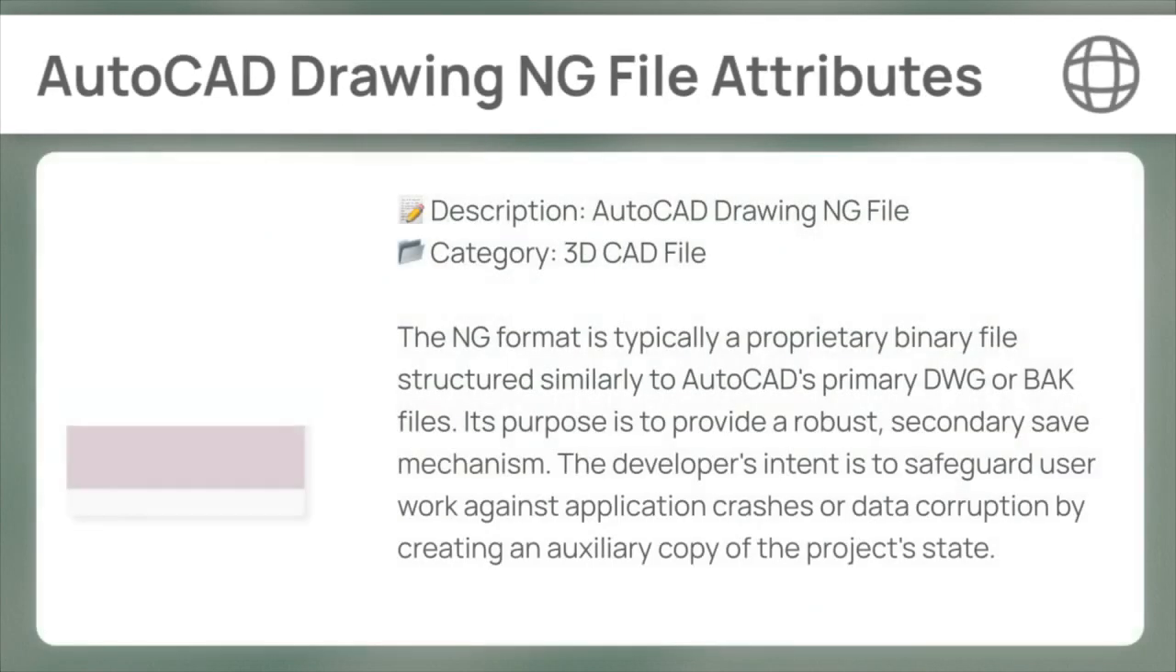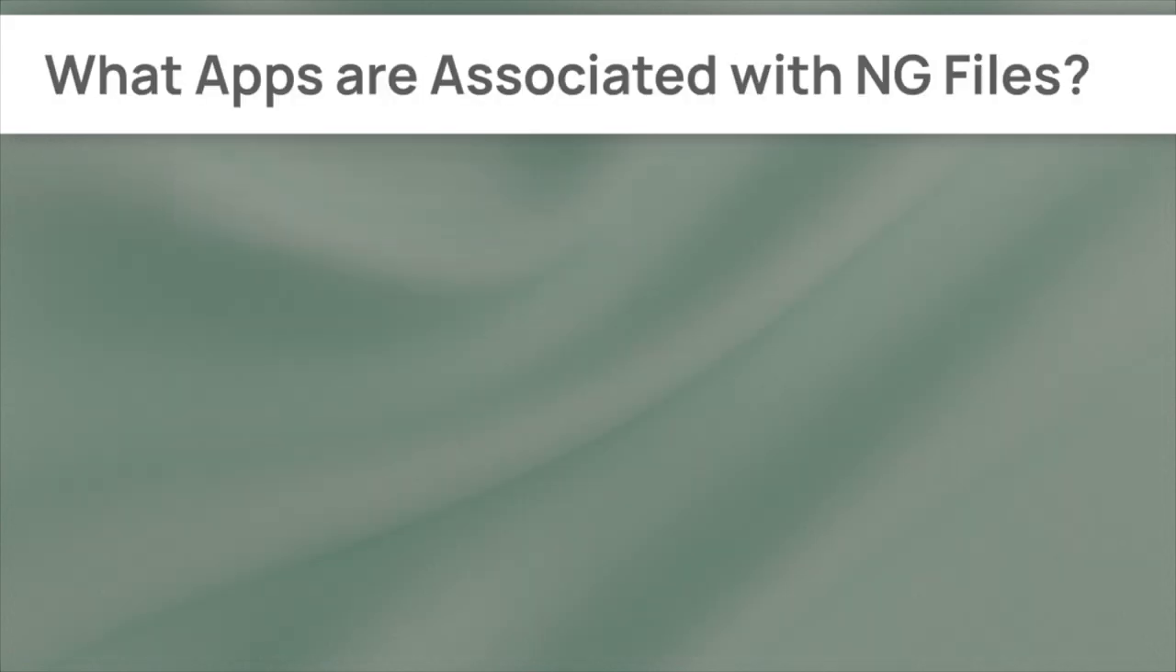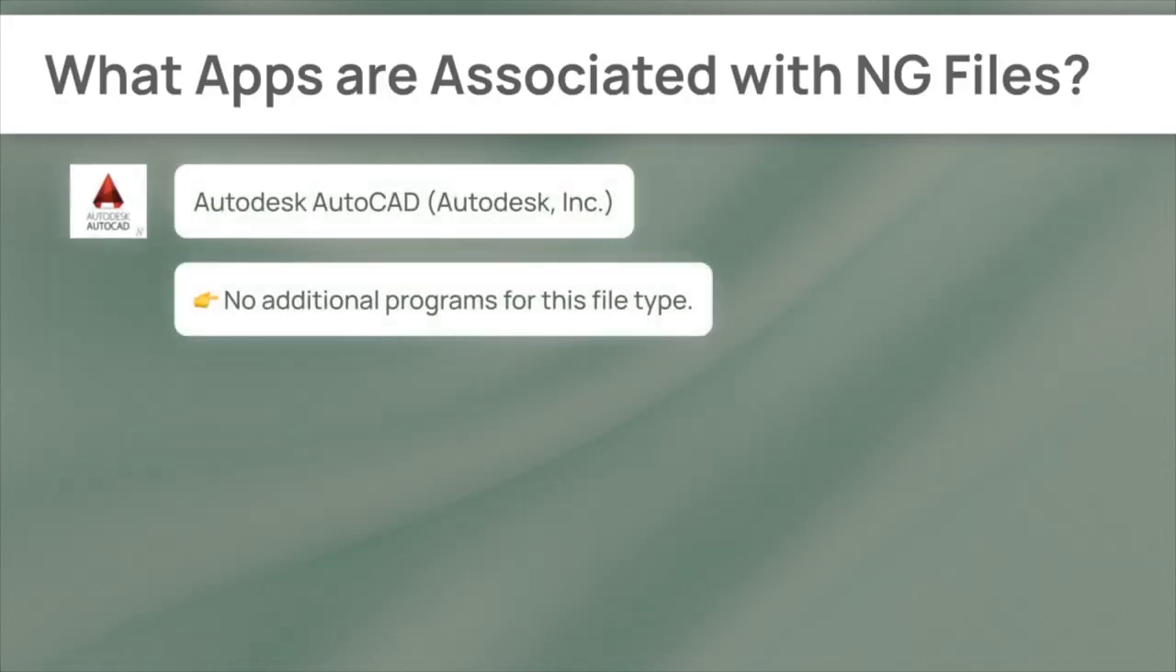The NG format is typically a proprietary binary file structured similarly to AutoCAD's primary DWG or BAK files. Its purpose is to provide a robust secondary save mechanism. The developer's intent is to safeguard user work against application crashes or data corruption by creating an auxiliary copy of the project's state. Commonly, NG files use Autodesk AutoCAD, developed by Autodesk Inc.